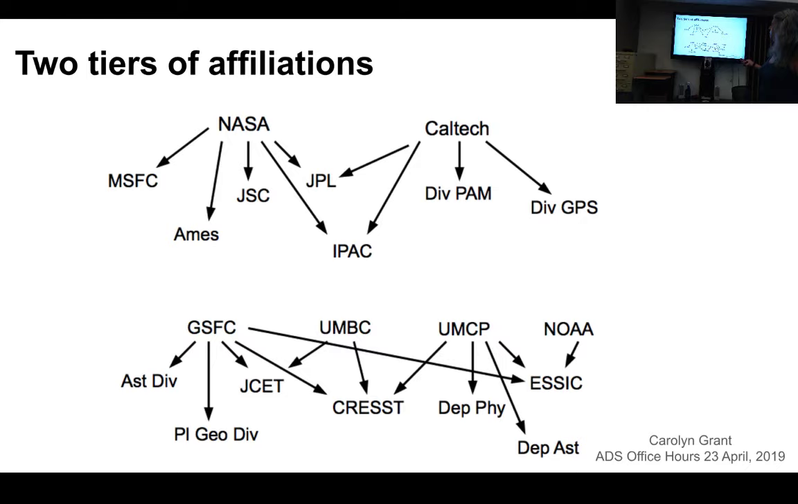NASA is also complicated. Here are all these various NASA centers: the Johnson Space Center, Ames, the Marshall Space Flight Center, JPL and IPAC, which are also Caltech children. Caltech has its own division of physics, astronomy, math, so it gets complicated. For our purposes, we took Goddard Space Flight out of the NASA child because it had its own complicated hierarchy. Goddard Space Flight has all of these projects that combine with University of Maryland and National Oceanic and Atmospheric Administration, that's University of Maryland College Park, et cetera. So it gets complicated very quickly.